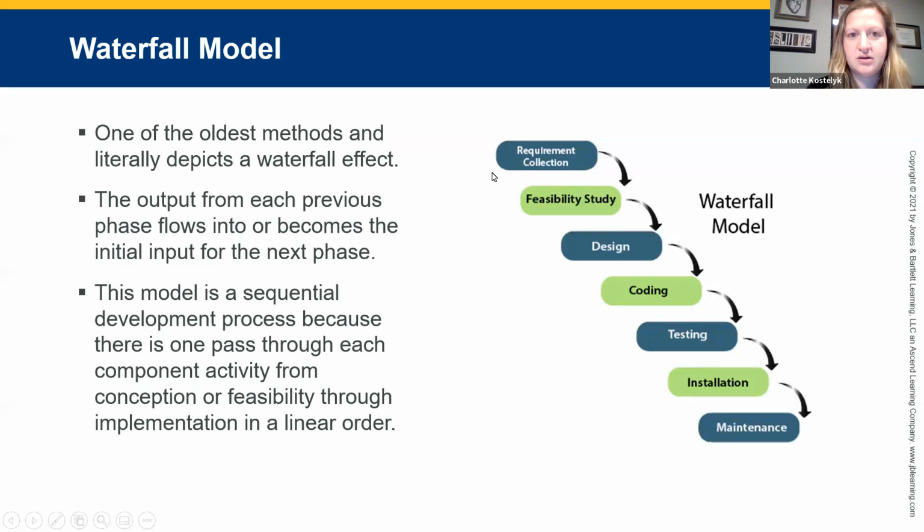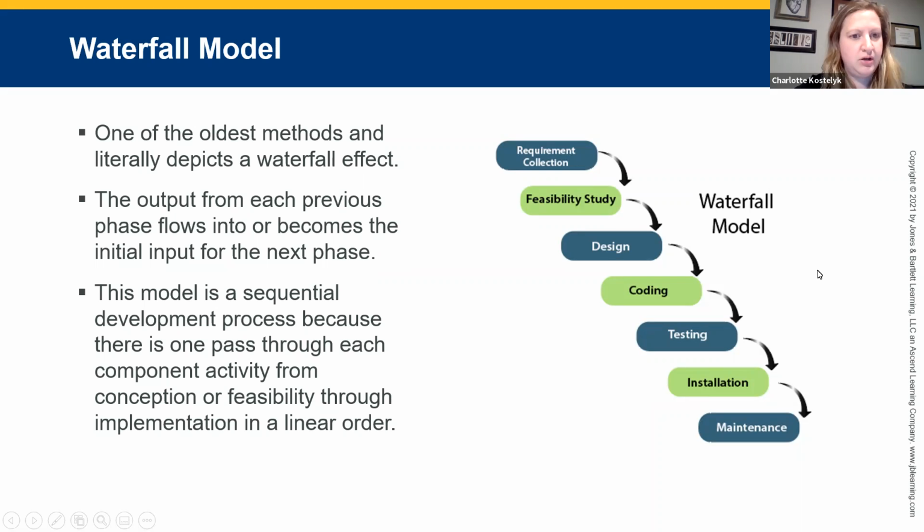The first phase of any type of model where we're looking at changing something or improving a process requires data collection. We have to look at, is this project feasible? So we have a feasibility study. We then bring in the design. The techie stuff is the coding and programming. We test it and we install it, and then we maintain it. So this one is very straightforward.